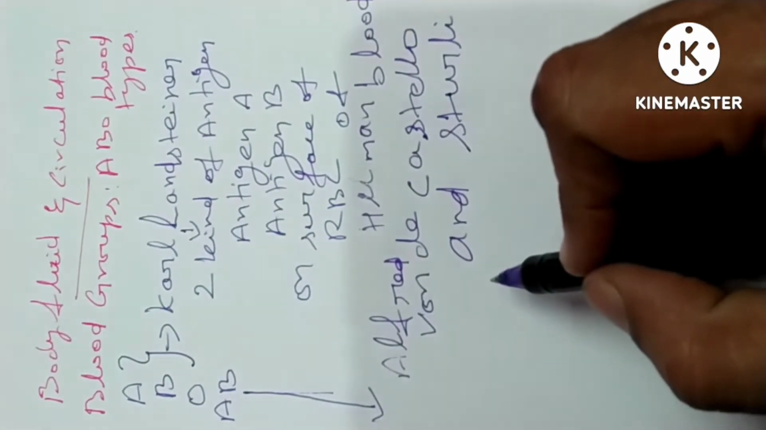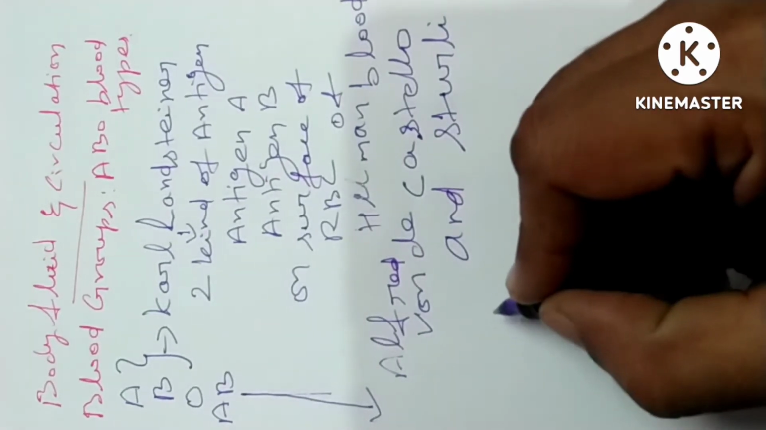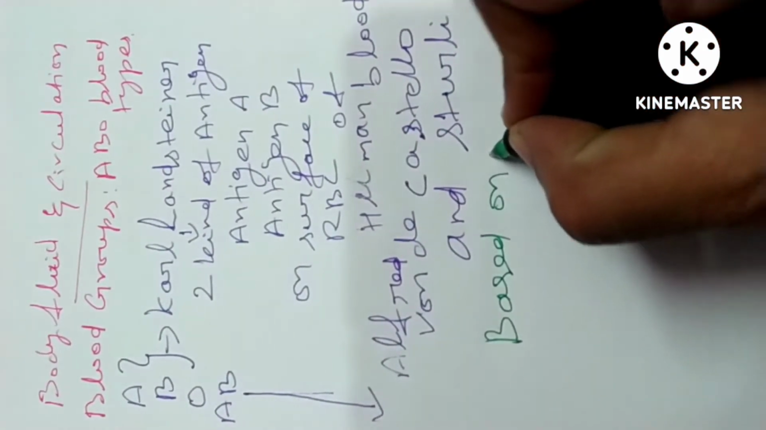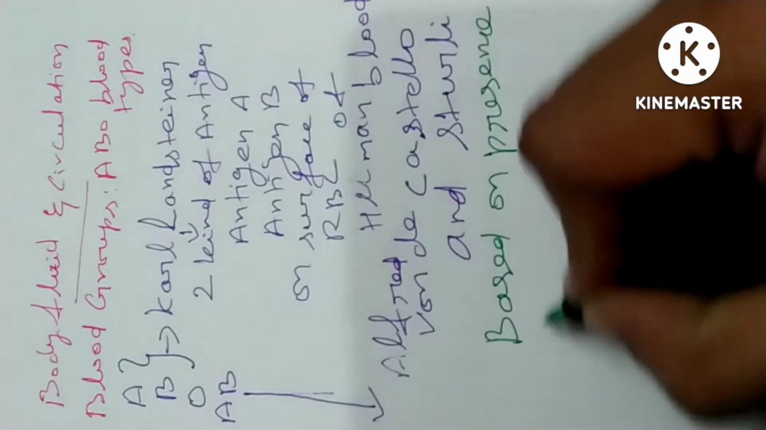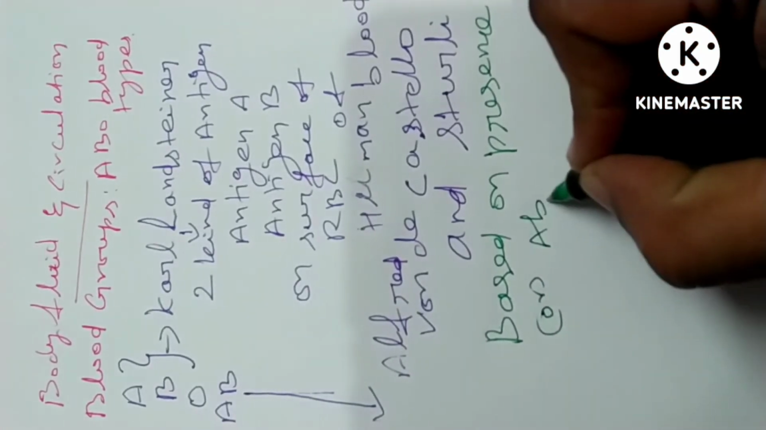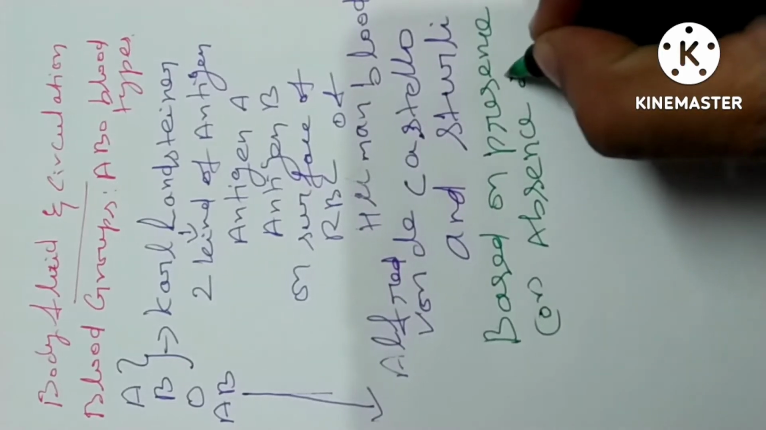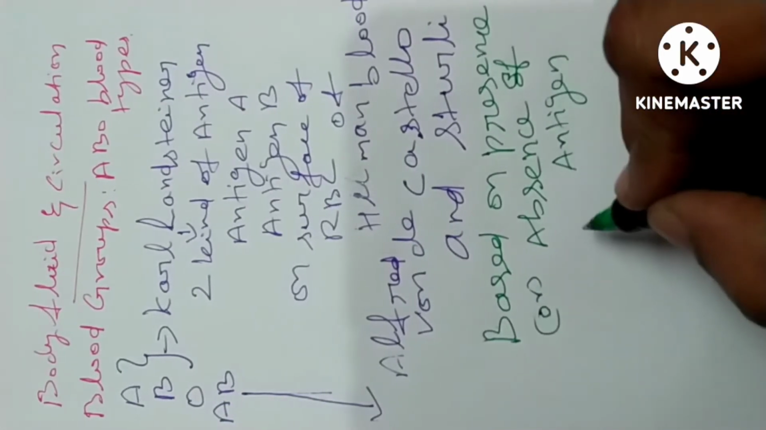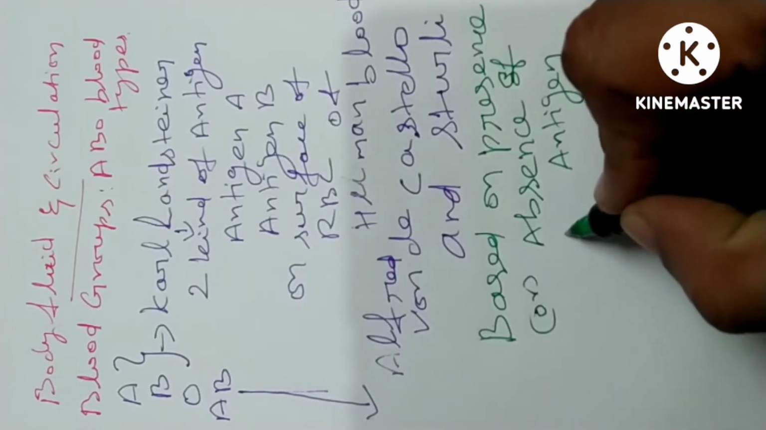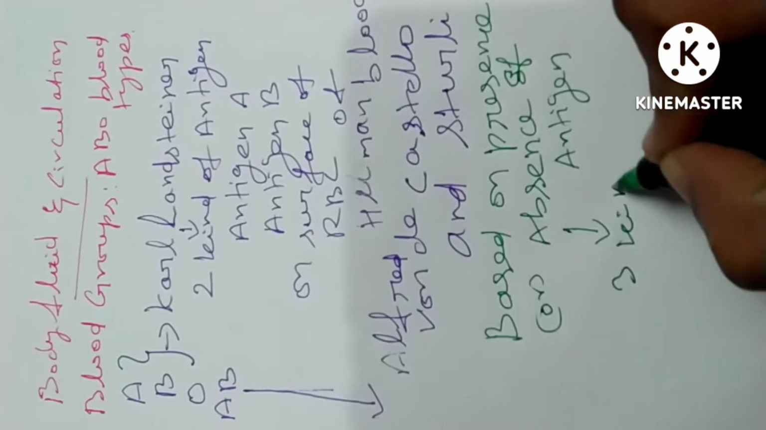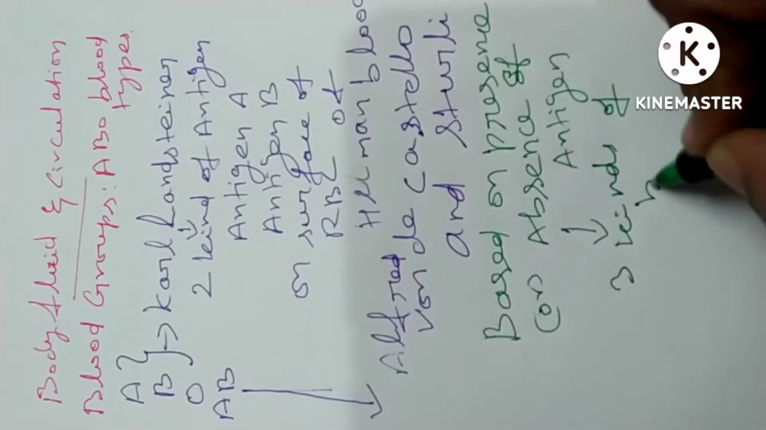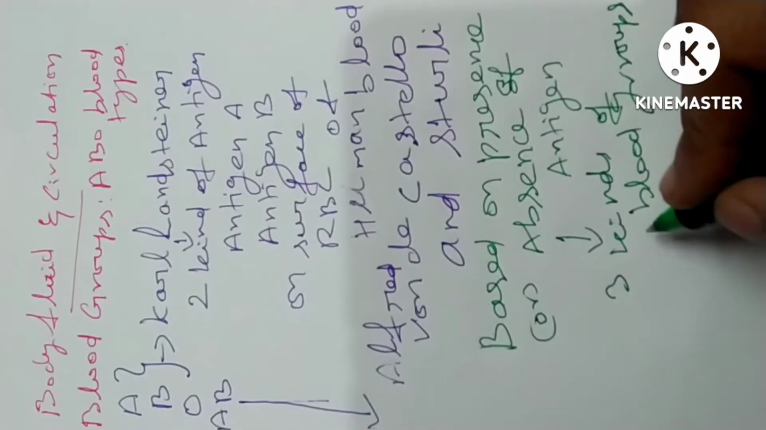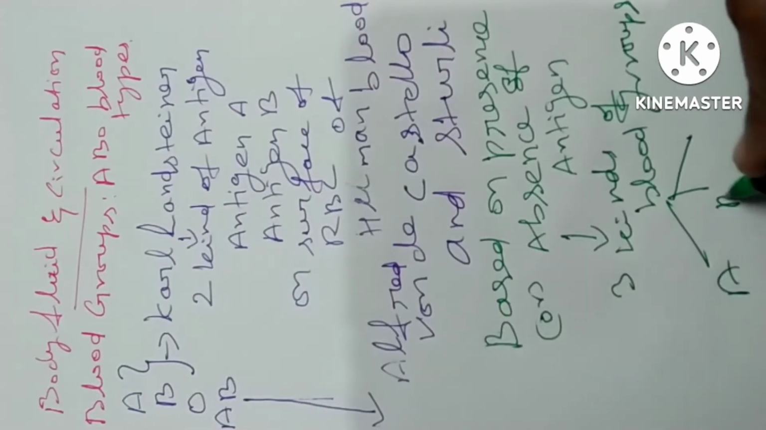Next, based on the presence or absence of antigen, there are three kinds of blood group. What are they? A, B and O.